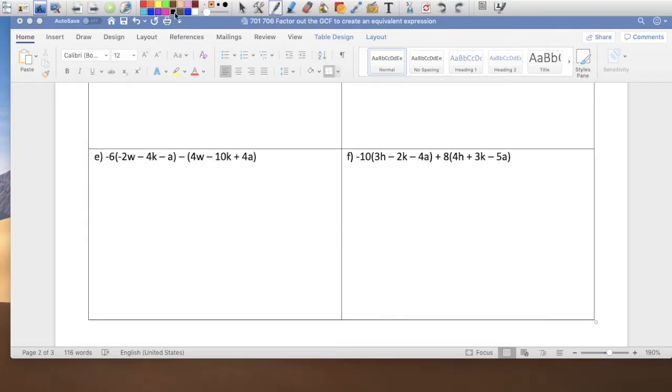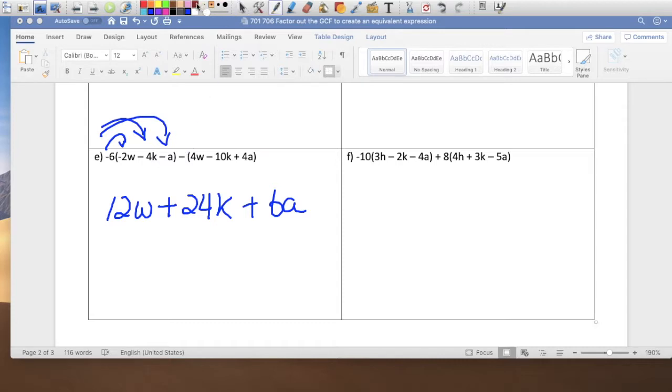Last one, last two. Actually, it's not that bad. So it's a negative times a positive. 12w plus 24k plus 6a. And over here, you put a 1. So it's a negative 1 times 4 is negative 4w. Negative and a negative gives positive 10k. And negative and a positive gives me negative 4a.